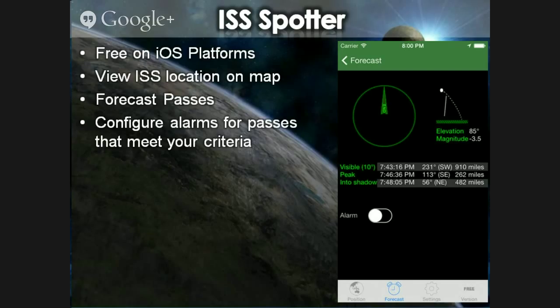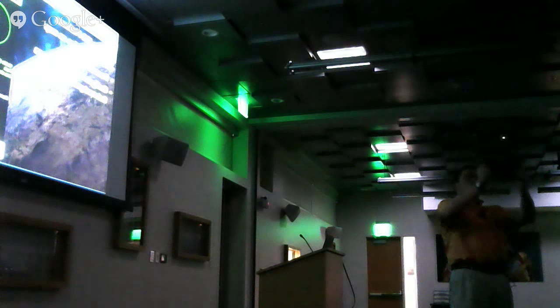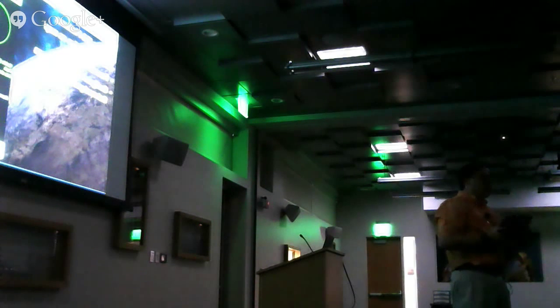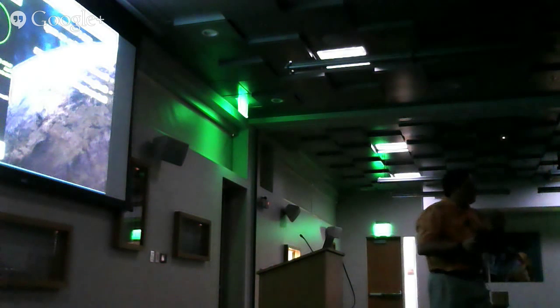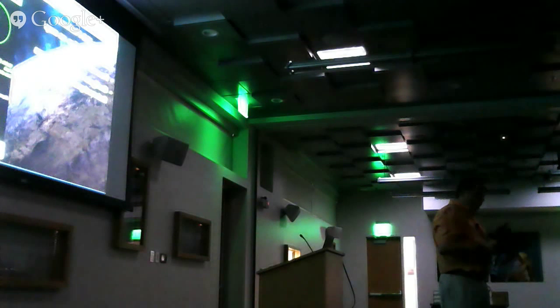But then it'll actually give you a forecast. So we've got some forecasts up here that are all one star, so they're not going to be very bright. But when you click on one of these, as you move your device, it'll help you figure out where exactly it's going to be. Is it going to be in the north? Is it going to be above this elevation? So you can almost follow it and anticipate it. It'll even set an alarm for you. And literally, it'll tell you, hey, it's coming.